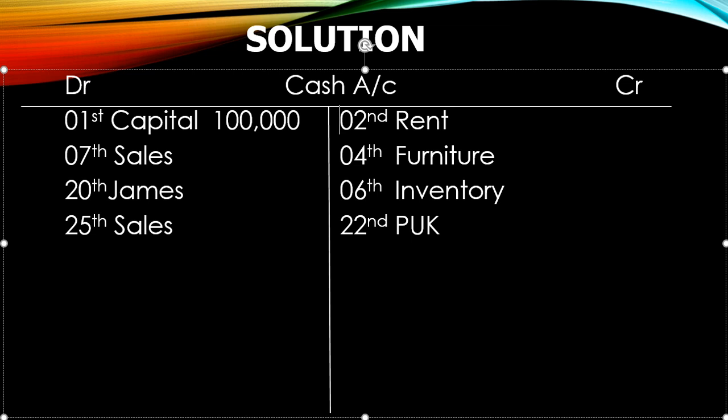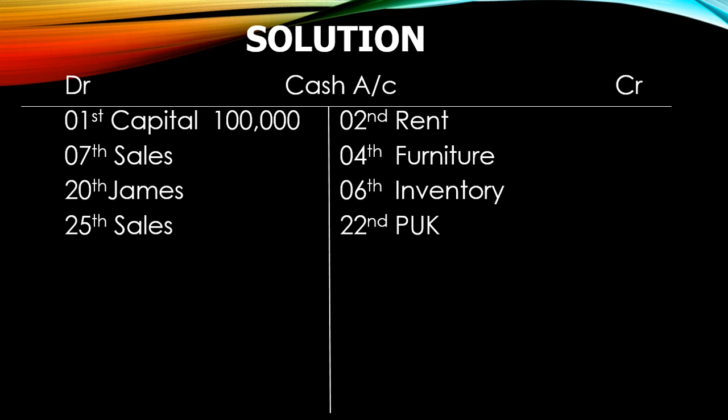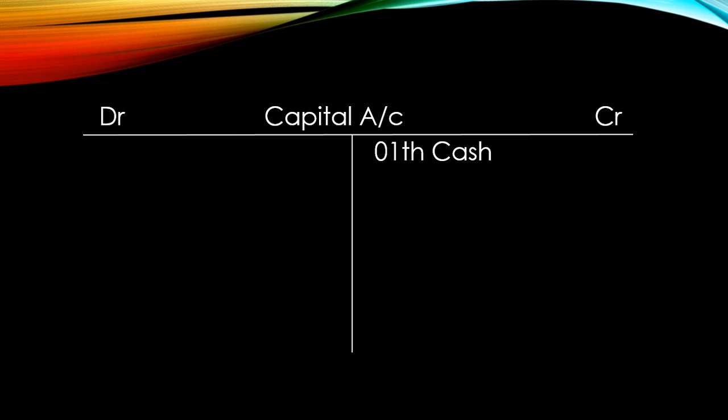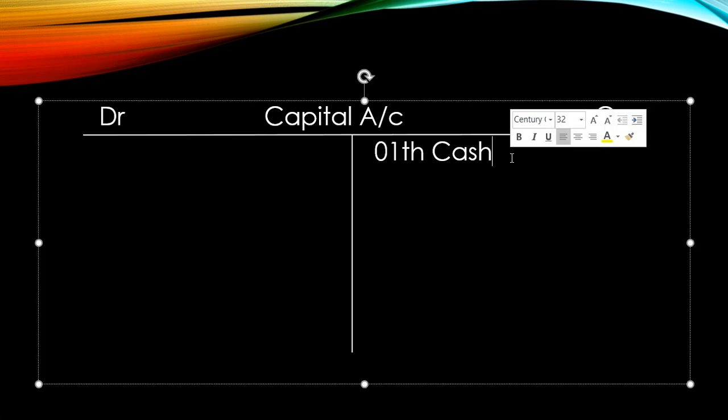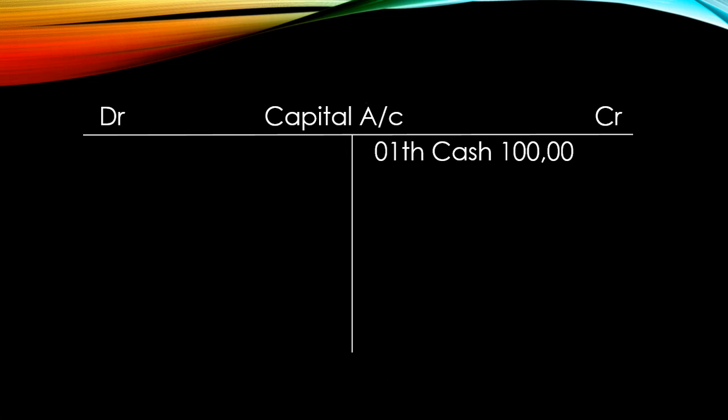Then we are going to look for the capital's account and credit it with cash of 100,000. So now we are done with the transaction that happened on the first, because the principle is every transaction must be recorded twice.